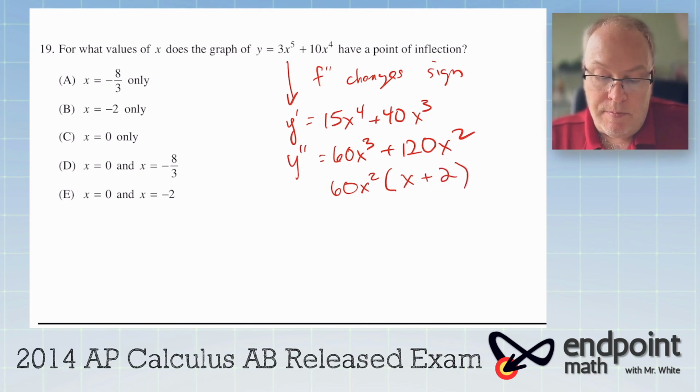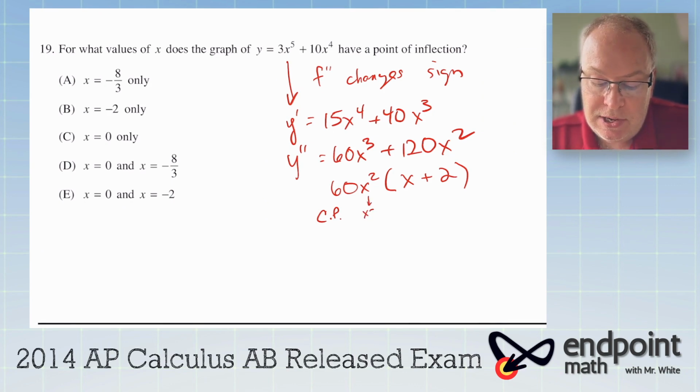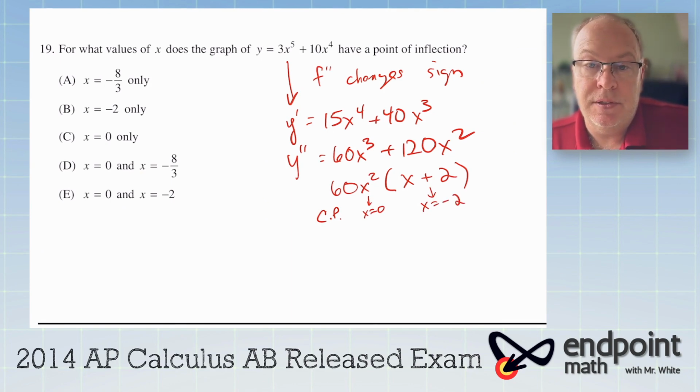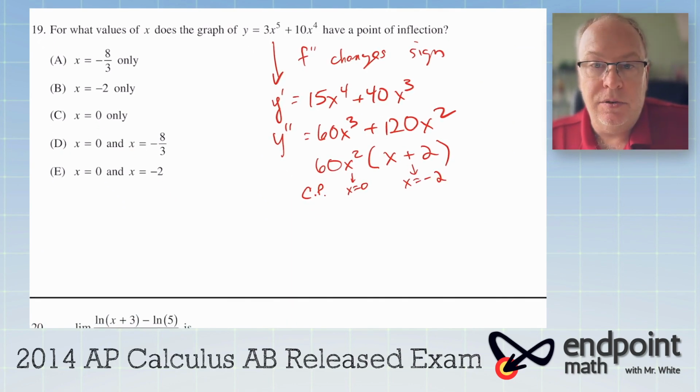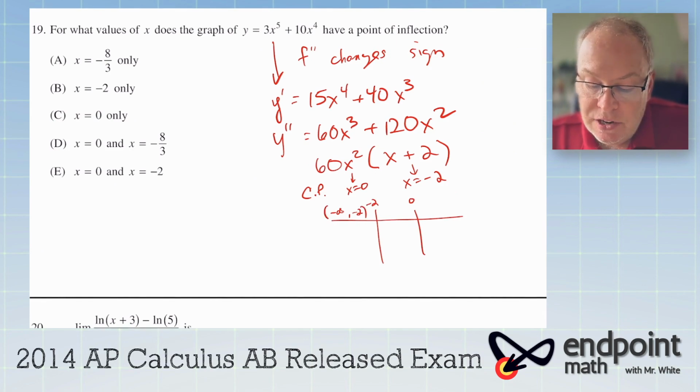So the critical points that we need to look at, where we think just maybe there's a point of inflection, would come from x equals 0 and x equals negative 2. That's the 0 on there. Now I like to do a sign chart like this, where I have my critical values, and then I have my intervals that I'm going to look at.